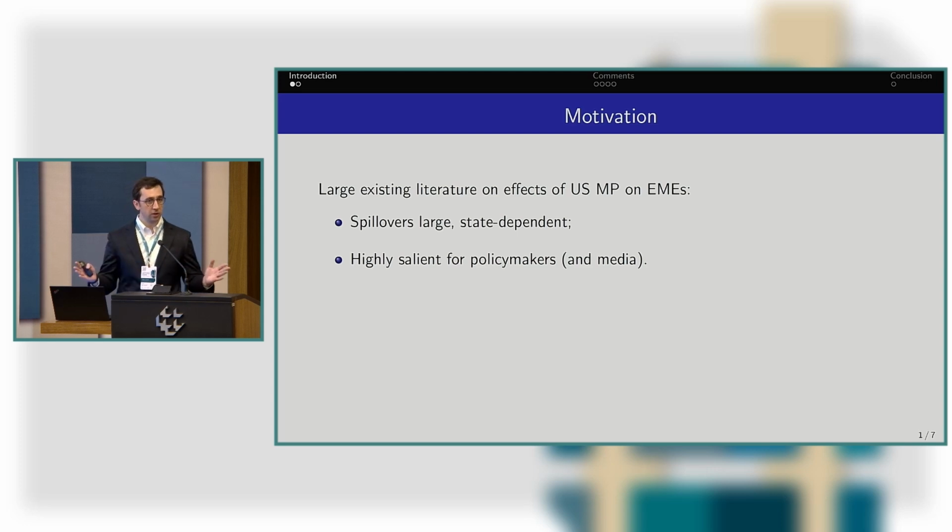Overall, there are many different conclusions, but one of the most broadly accepted ones is that there are large spillovers, and those spillovers are state-dependent. And there's a really high salience for this, for policymakers in emerging markets as well as in the media. You saw the big list of headlines that Julian showed.